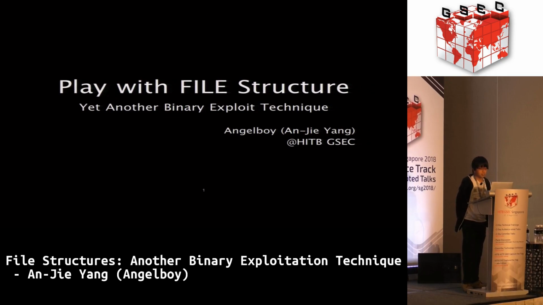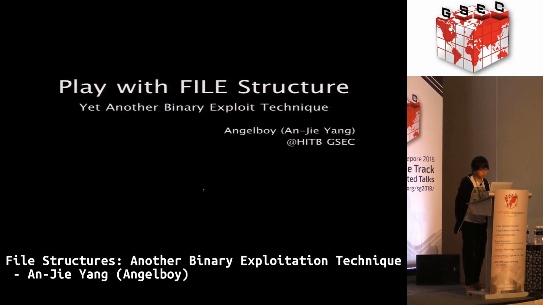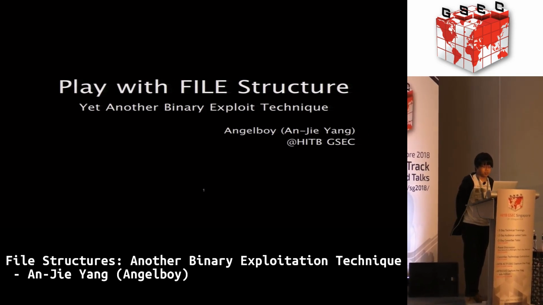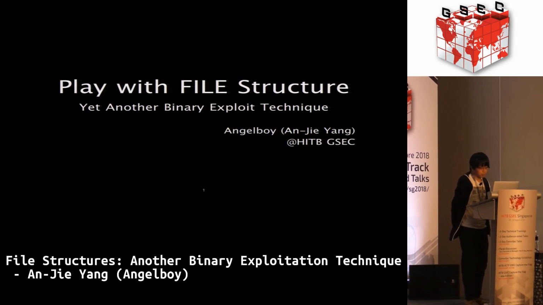Okay, let's talk. I will talk about a new attack technique about binary exploitation. File structures in C programs are usually created by a call to fopen, which returns a pointer to one of these objects. It identifies a stream and contains the information about the file which you want to open. File structure exploitation is one of the common ways to gain control over execution flow.